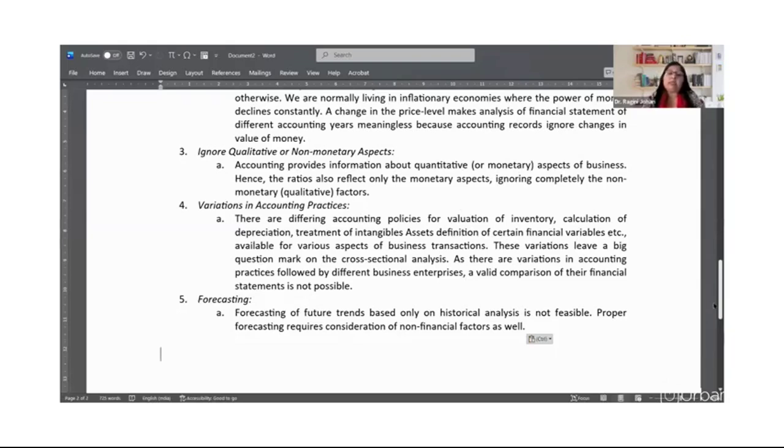And last but not the least, forecasting future trends based only on historical analysis is not a practical thing. So proper forecasting requires consideration of non-financial factors as well.